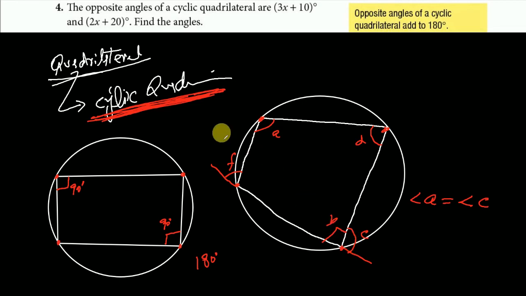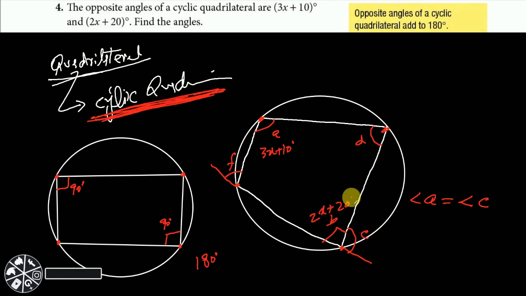Okay, so in the question: the opposite angles of a cyclic quadrilateral are 3x plus 10 degrees and 2x plus 20 degrees. Find the angles. So opposite angles are given to me. Let's say this is 3x plus 10 degrees, and this angle is 2x plus 20. So these two opposite angles are given to me, and the question is to find the angles.